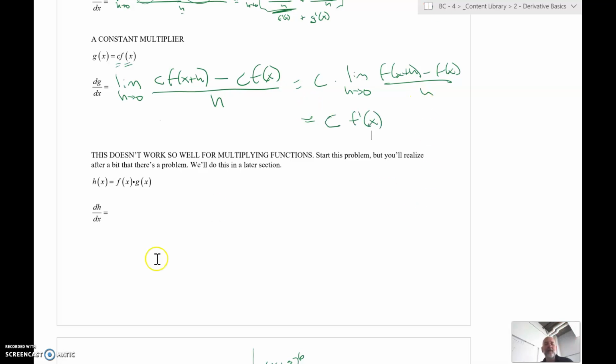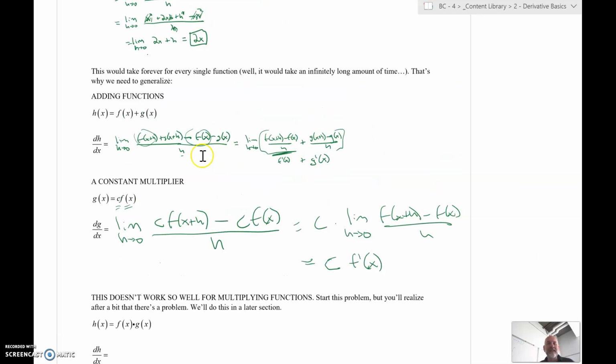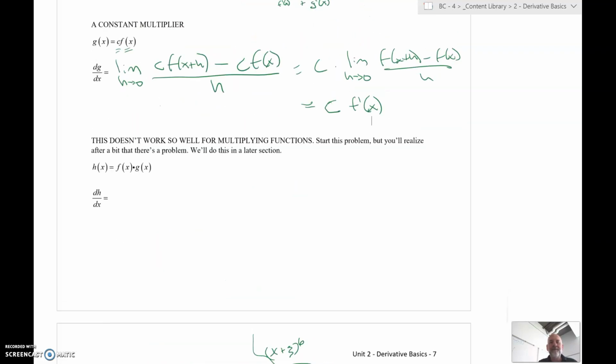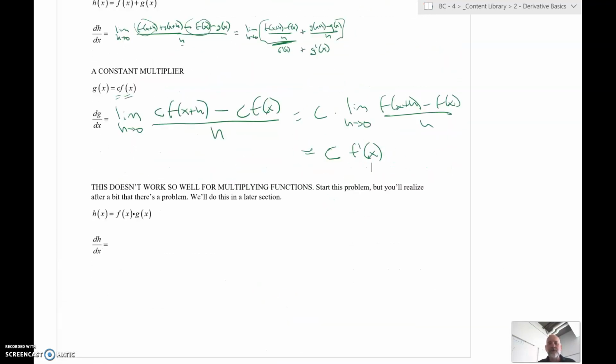I'll leave this off right now, but if you try to do the same thing to work out what happens if functions are multiplying, it doesn't work out very well because you can't tease them apart. It was really easy to separate the c here algebraically, and it's really easy to separate fractions this way, but if you try it with the product, with the functions multiplying, it doesn't work. We'll see it either next class or the class after. All right, so we've got the constant rule too.